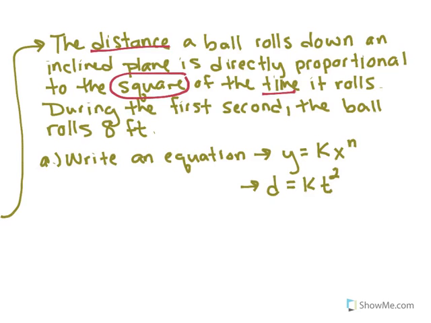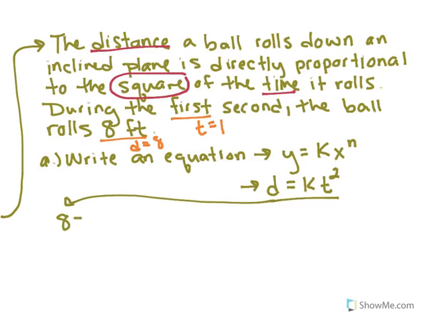And now to get our k, we have to be able to have some kind of coordinate. And we actually do. It tells us that in the first second, in other words, when t is equal to 1, my distance is 8 feet. So I actually do have a coordinate here, and I'm going to go ahead and do some substitution. I am going to take this information and just start over here instead so that I've got some more working room. But this is going to be 8 equals k times 1 squared.